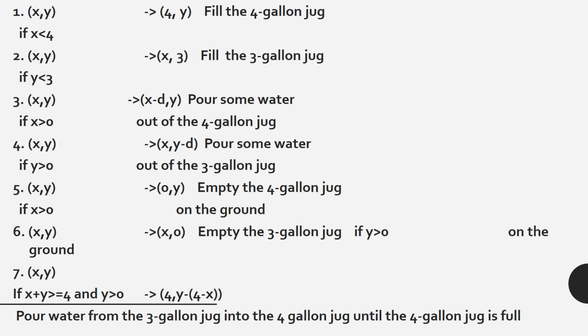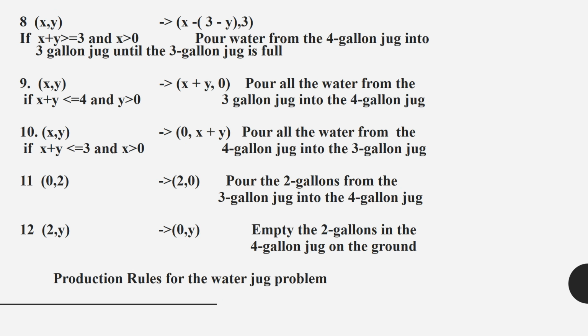Here you can see some rules of the water jug problem. You can read and understand it. 12 rules are there and they are called production rules for the water jug problem. So here for every rule there is a left hand side and right hand side. Left hand side of the rule determines applicability of the rule. If the current state matches with the left hand side, the rule can be applied. If the rule is applied, what state we will reach, that is specified in the right hand side.